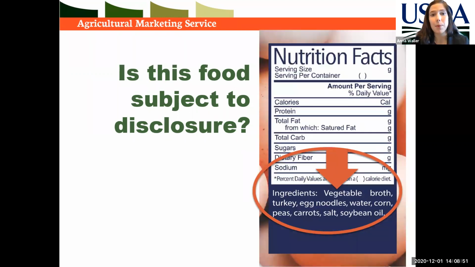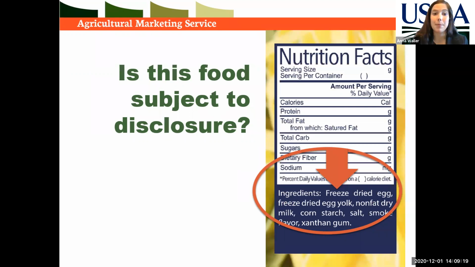In this third example, we again start with the first ingredient. The first ingredient is broth, so we look at the second ingredient. Here, the second ingredient is turkey, which is covered by the Poultry Products Inspection Act. Because the first ingredient is broth and the second ingredient is a poultry product, this product is not subject to the standard and cannot be disclosed as a bioengineered food.